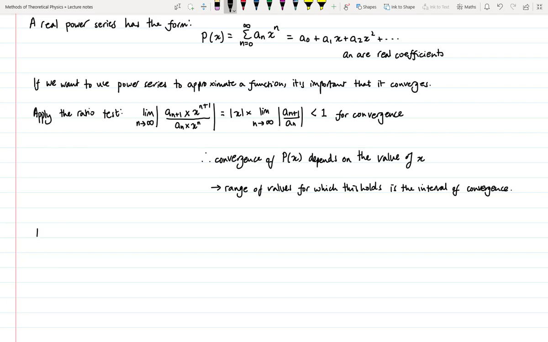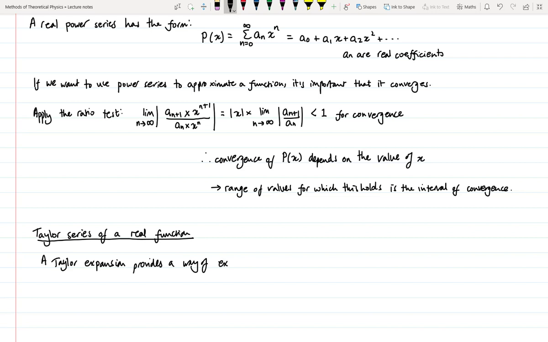We're now going to talk about Taylor series of a real function. We'll later talk about Taylor series for complex functions. Now, a Taylor expansion provides a way of expressing a function as an infinite power series.